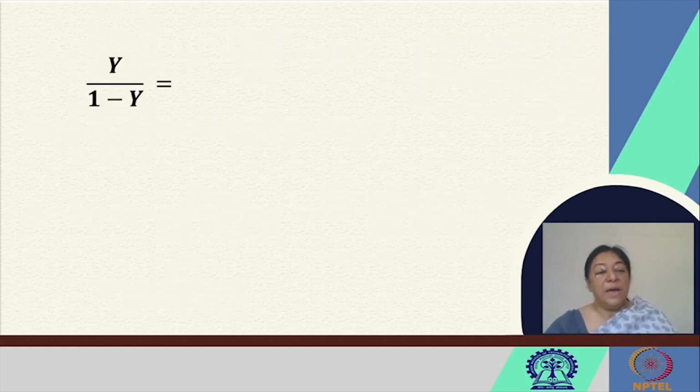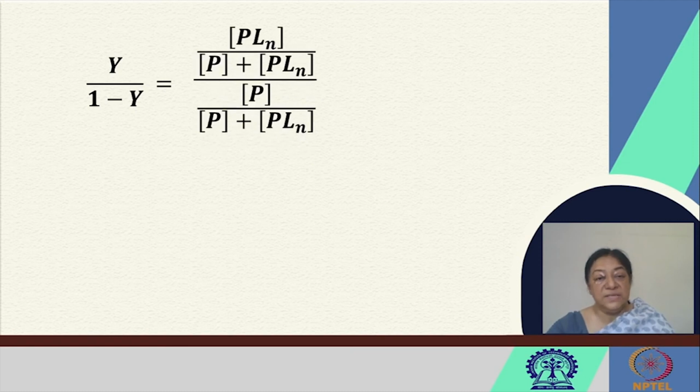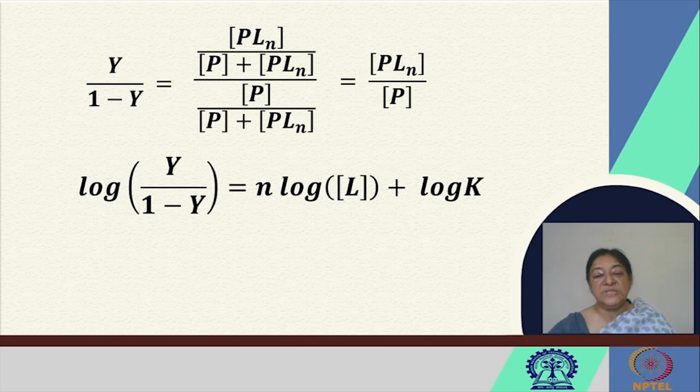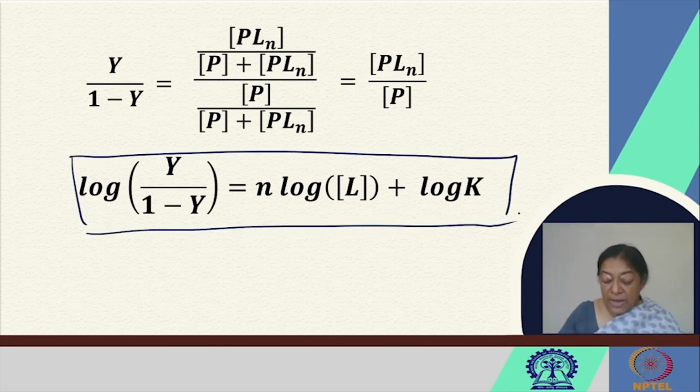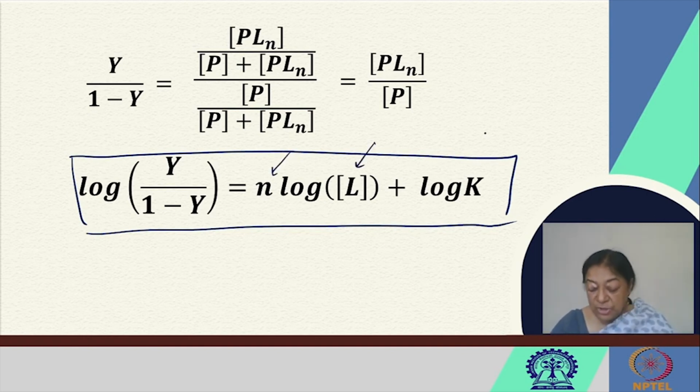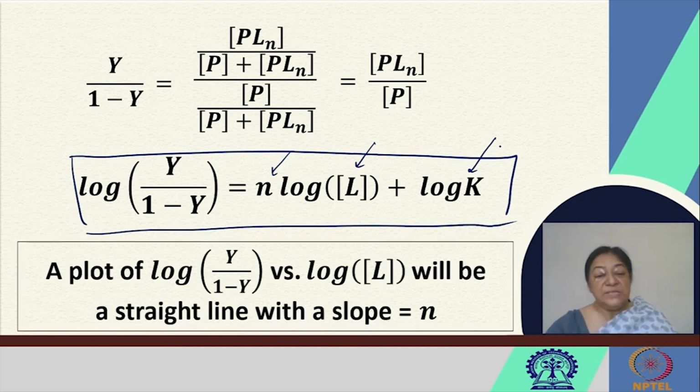So y by 1 minus y will give us this expression, which works out to log y by 1 minus y equals n log of the ligand concentration plus log K. Based on this, if we plot log y by 1 minus y versus log L, we will get a straight line with a slope equal to n.